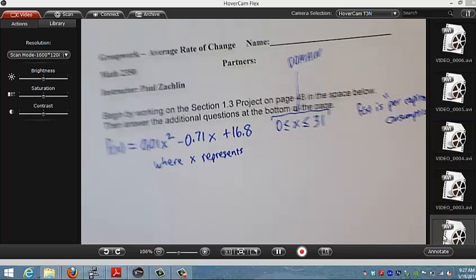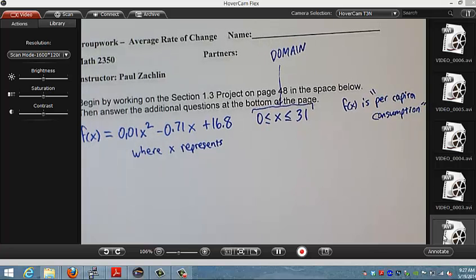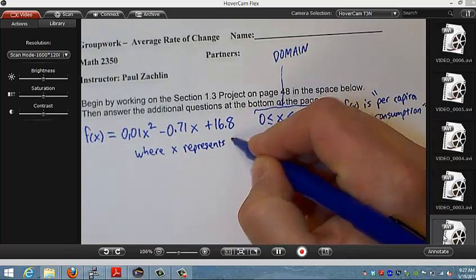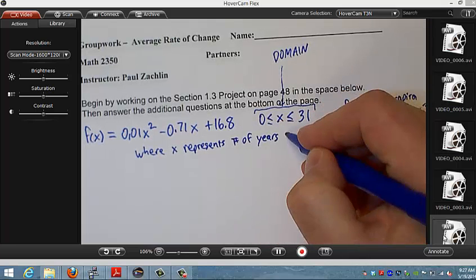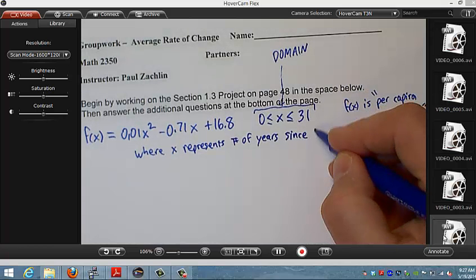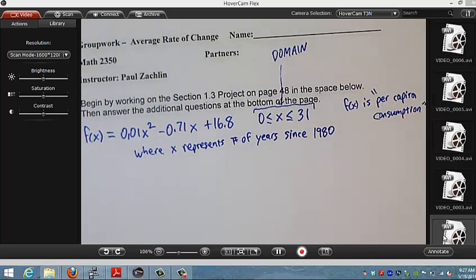Oh, it's off the screen. Per capita consumption. So what does x represent? That's on the next page. It says number of years since 1980. x represents the number of years since 1980. Okay?